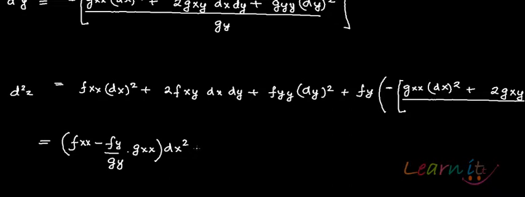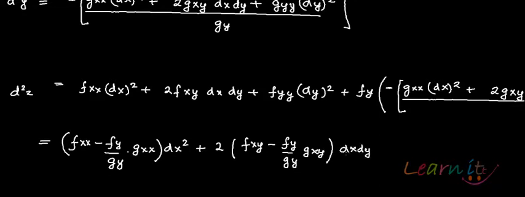dx square plus 2 fxy minus fy by gy gxy. I've just taken all the like terms together, so it is dx dy plus fyy minus fy by gy into gyy dy square. Okay, so you will have this term.